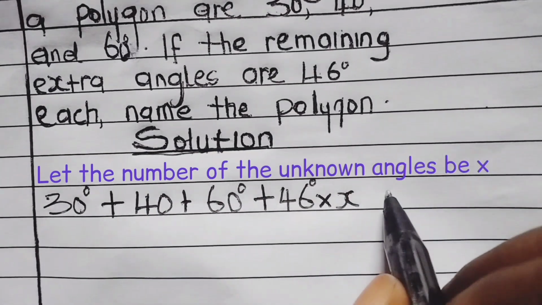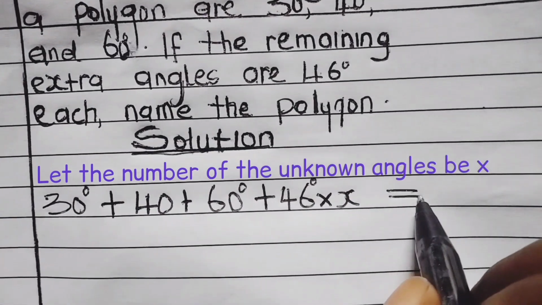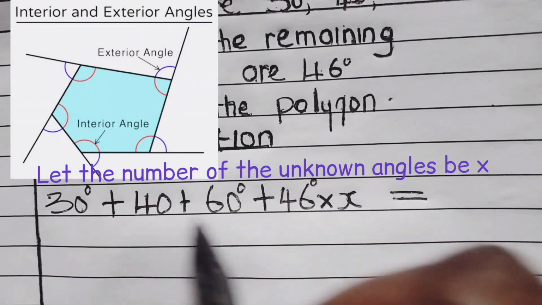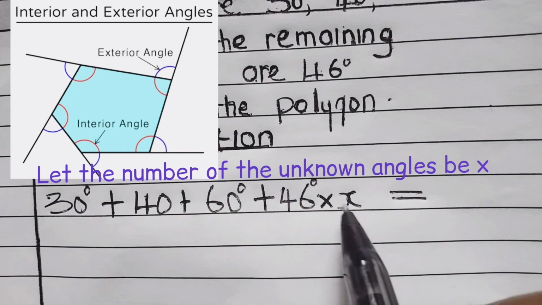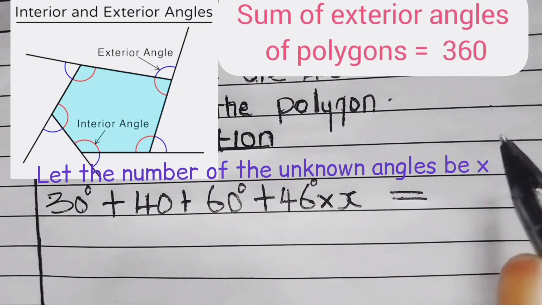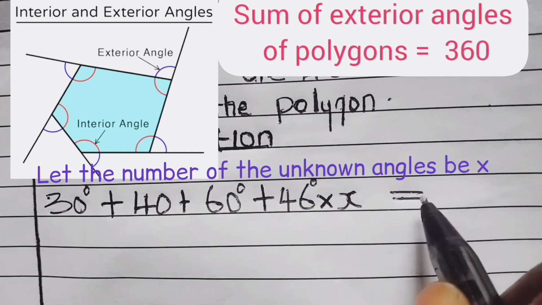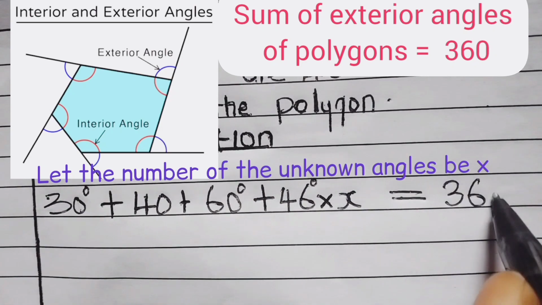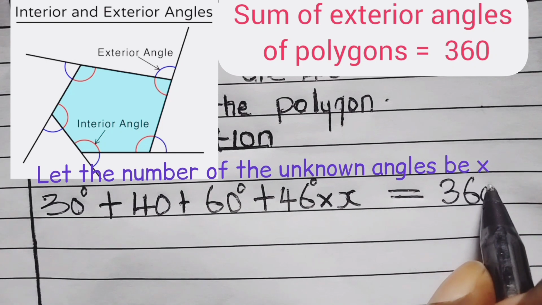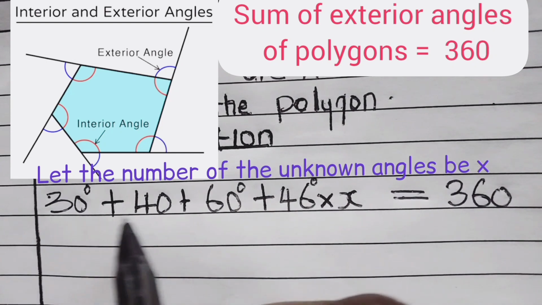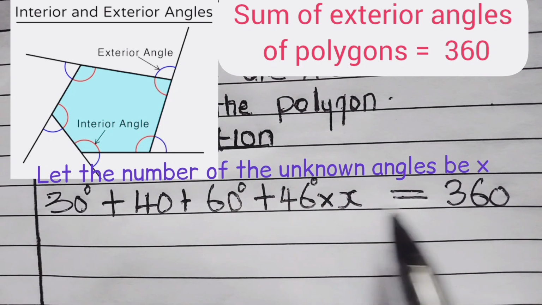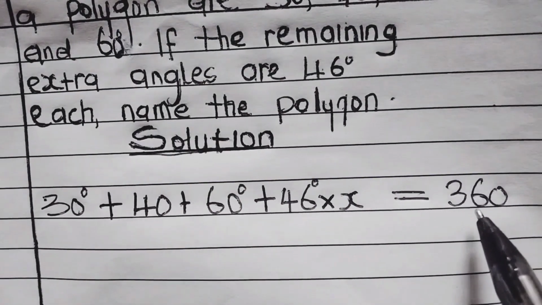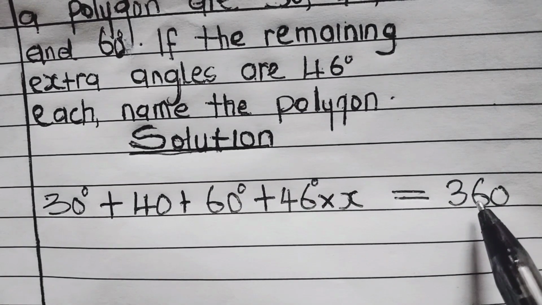is equal to what? I always say that the sum of exterior angles of any polygon must be equal to 360. That's the formula. The sum of exterior angles of any polygon must be equal to 360. So I continue from there.